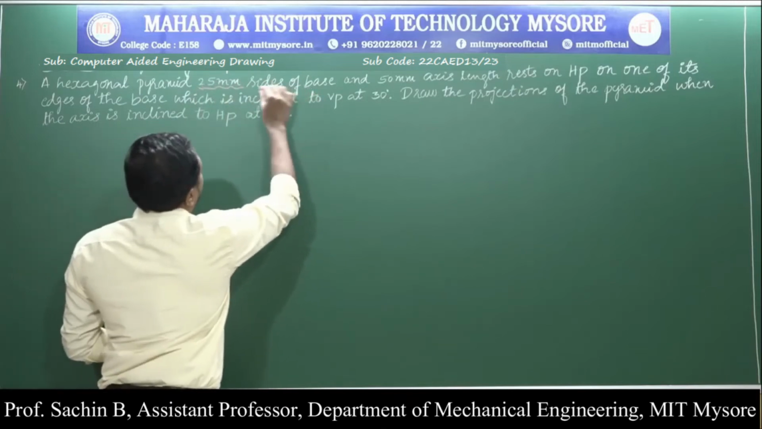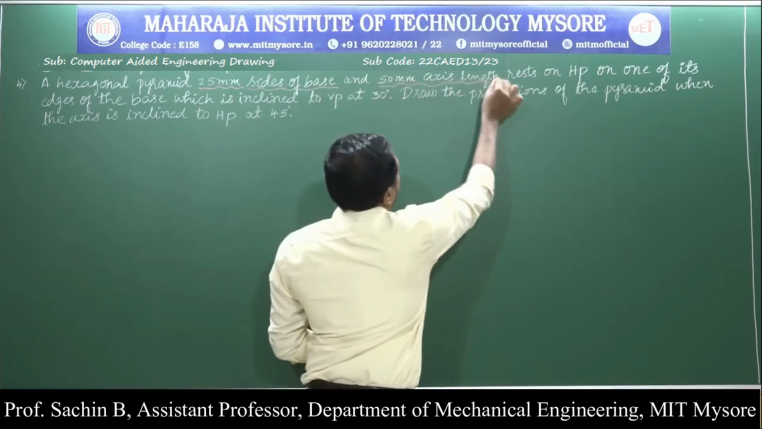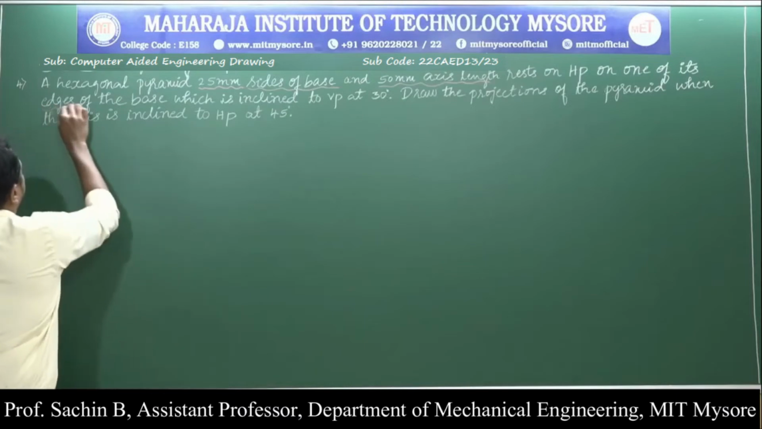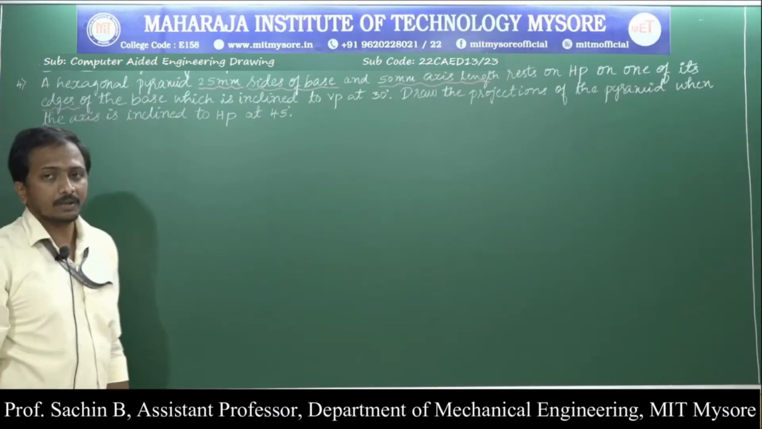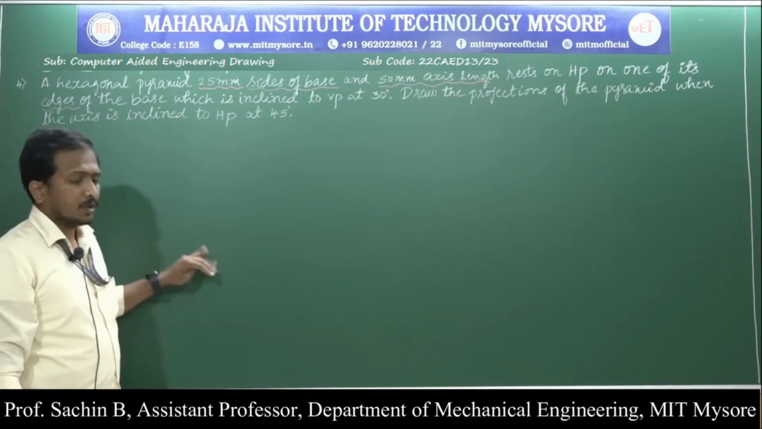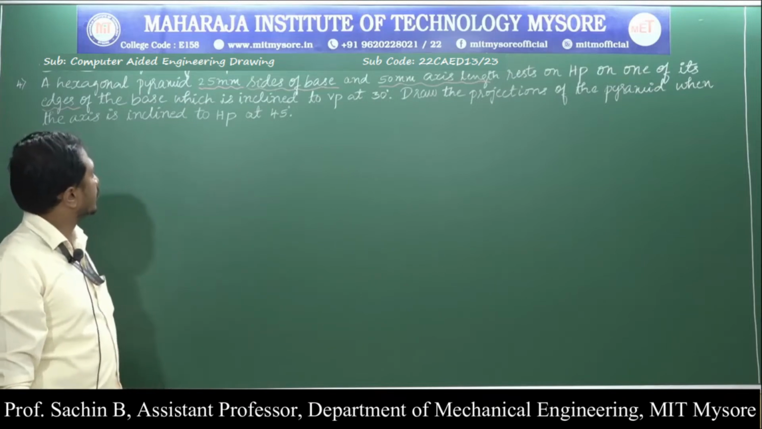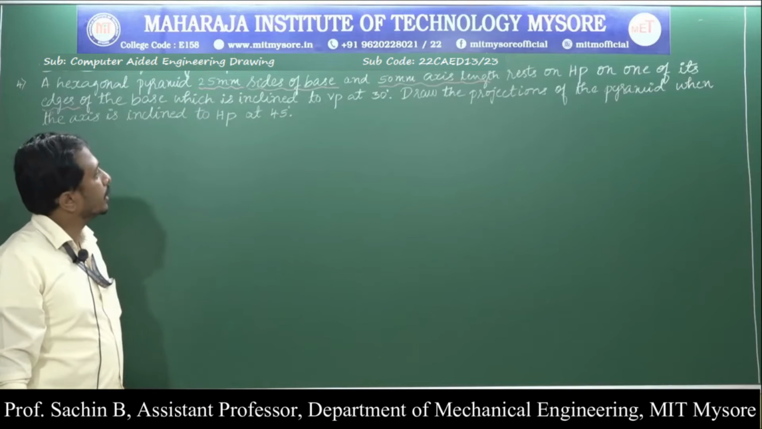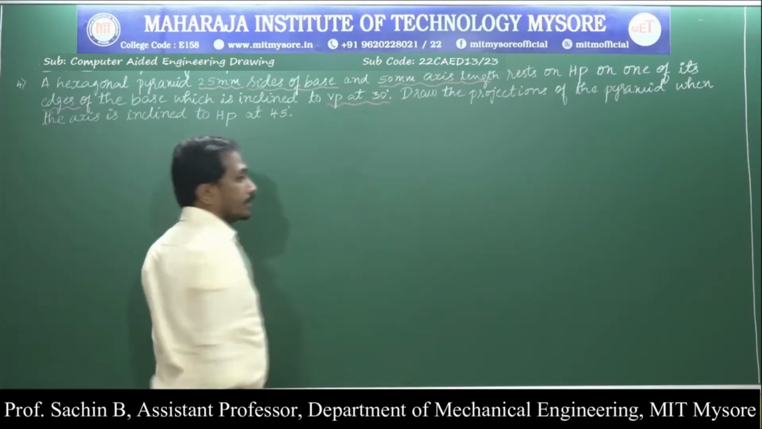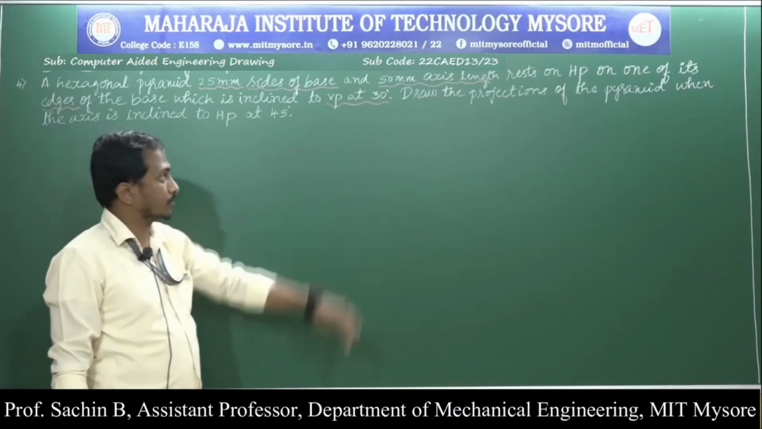They have clearly given a hexagonal pyramid of 25 mm sides of base and 50 mm axis length, resting on HP on one of its edges of the base. It means they clearly state it is resting on one of its edges on the horizontal plane, so this problem is purely on the edge condition. That edge is inclined to VP at 30 degrees. This case will be proved at the last position, so this is the inclination given with reference to the last position.